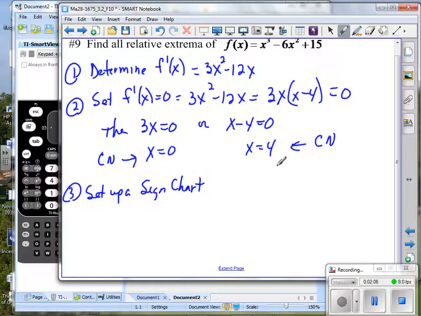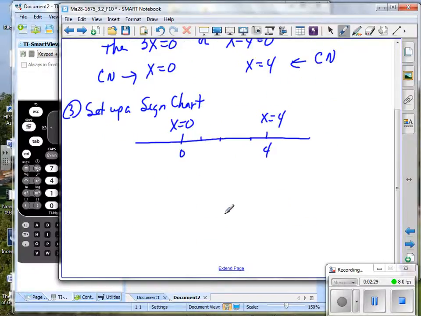Because I've got two critical numbers, it means I can divide the number line into how many subsets? Three subsets, okay. And let's look at what our intervals are. Over here, I've got x is less than 0. In here, I've got 0 is less than x, less than 4. In here, I have x is greater than 4. So I've got three subsets of that.